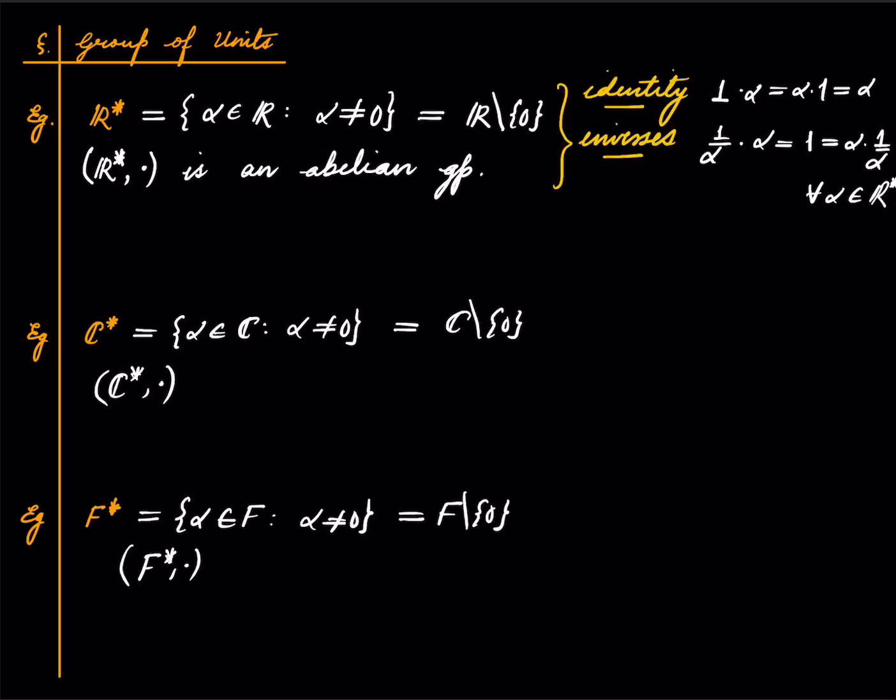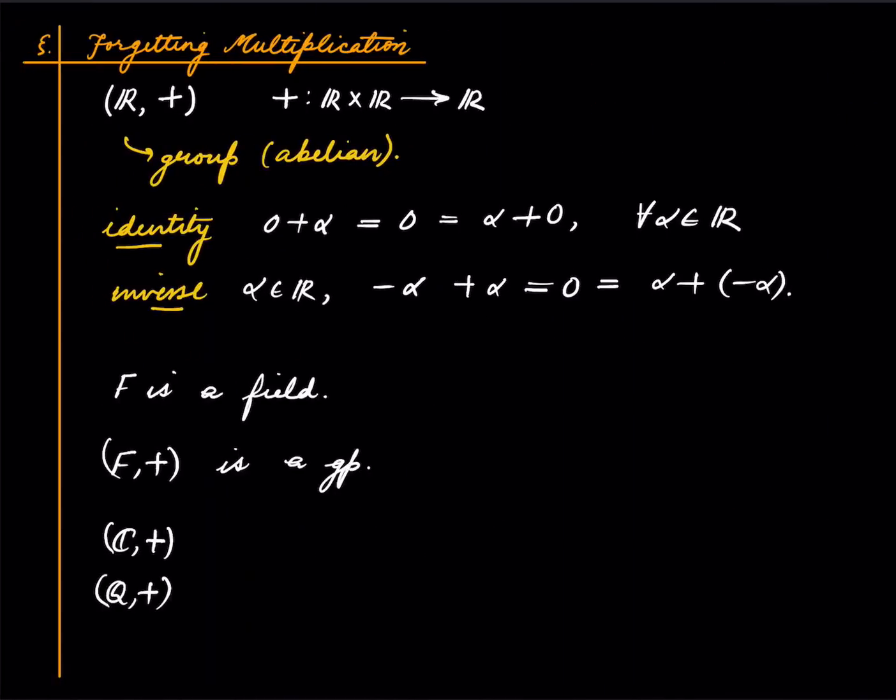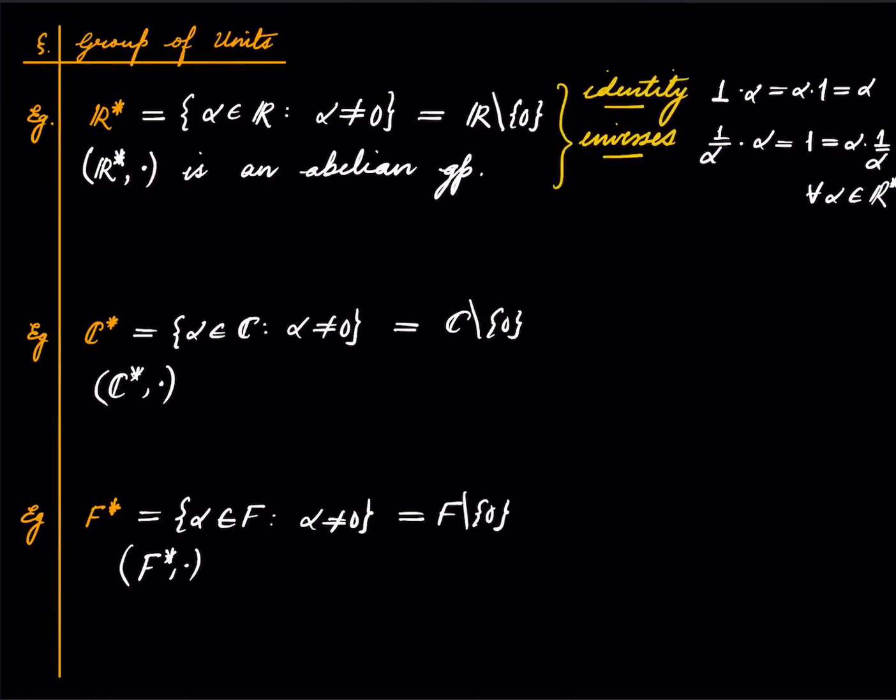So in the previous example, the group was arising from the addition of the field. In this case, the group is arising from the multiplication of the field. Nothing to do with addition. This is called the group of units of a field. Okay.